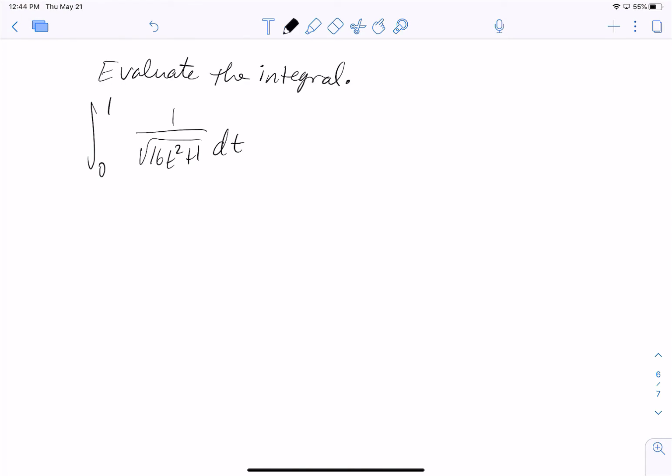One example to conclude this video here, the integral from 0 to 1 of 1 over the square root of 16t squared plus 1 dt. The instructions here are to evaluate the integral. Well, folks, if we were looking at the integral of 1 over 16t squared plus 1 dt, then I would be looking at an inverse tangent function. But that's not what we have. We have a square root in the denominator, and we have some differentiation rules that might help us out here.